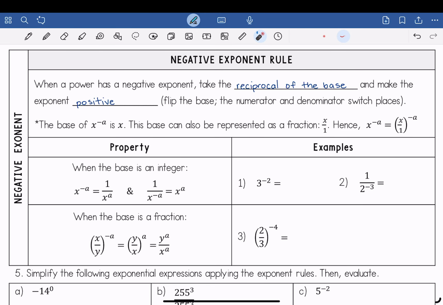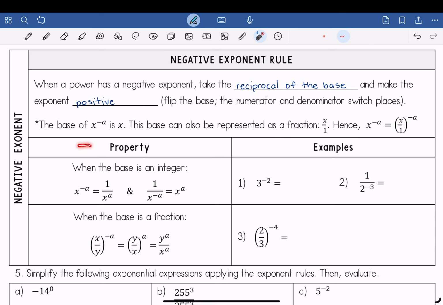The negative exponent rule states that when a power has a negative exponent, you take the reciprocal of the base and make the exponent positive, which means you flip the base. The numerator and the denominator switch places. If you have a base that is just a number, for example, just an x to the power of negative a, the x can also be represented as a fraction, which would then become x over 1. So you still follow the same rule where you switch the places. From here, it's easier to see that the x over 1 to the power of negative a.